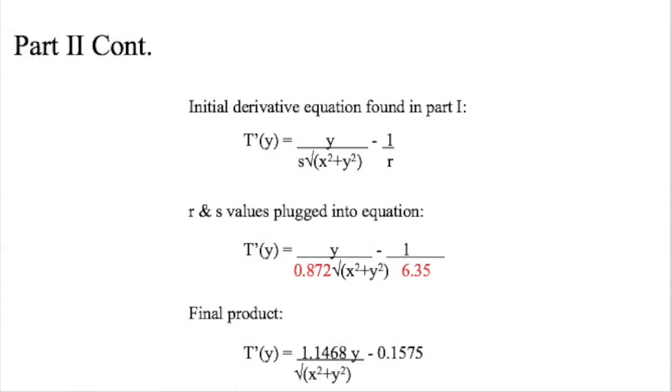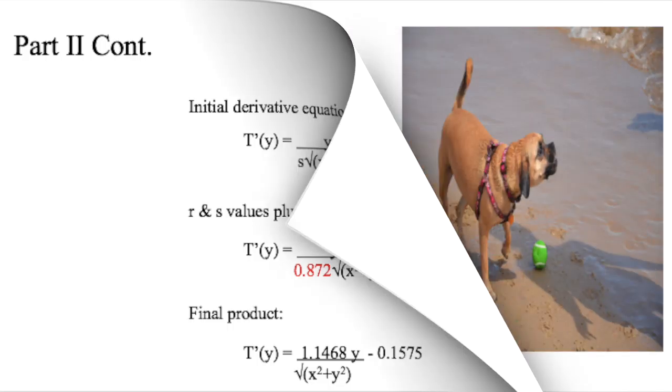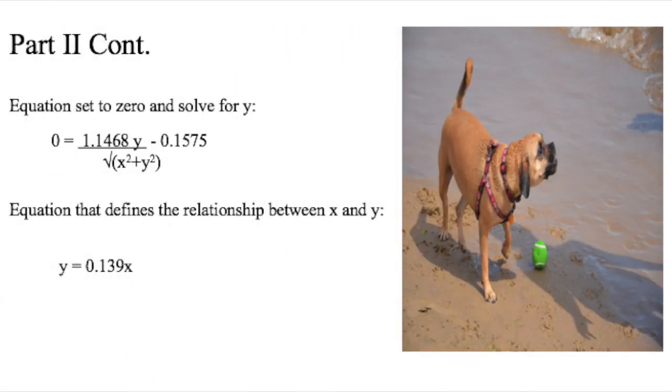Using the derivative T prime of y that we found in part 1, we inserted the values of r and s into the equation and came out with our final product before setting the equation to 0. The equation is T prime of y equals 1.1468y divided by the square root of x squared plus y squared, minus 0.1575. With the equation we were left with, we set it to 0 and calculated an equation that defined the relationship between y and x.